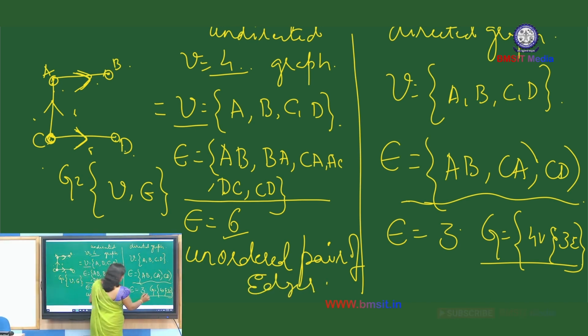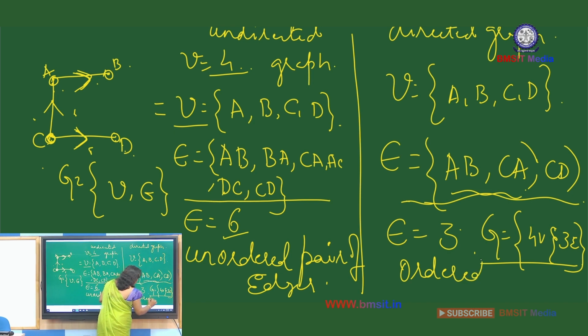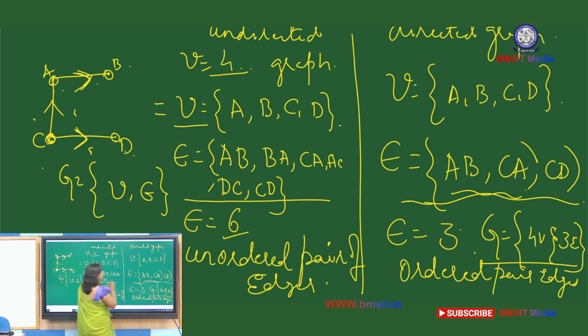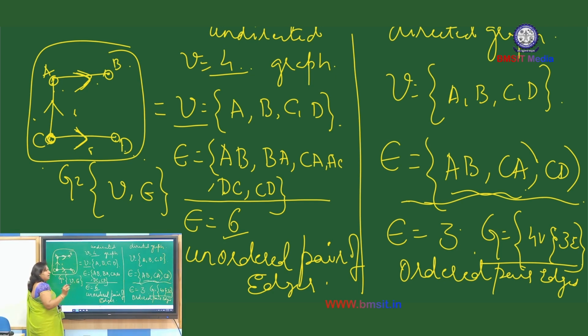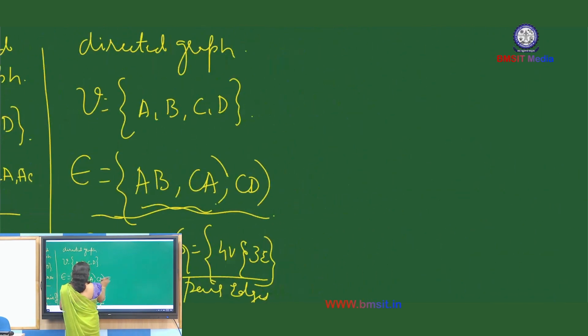In this directed graph, I can say it is an ordered pair of edges. So this is the difference between a directed graph and an undirected graph. Now, in any graph, I can ask which can be the start, because any graph should have an initial vertex as well as a terminal vertex.